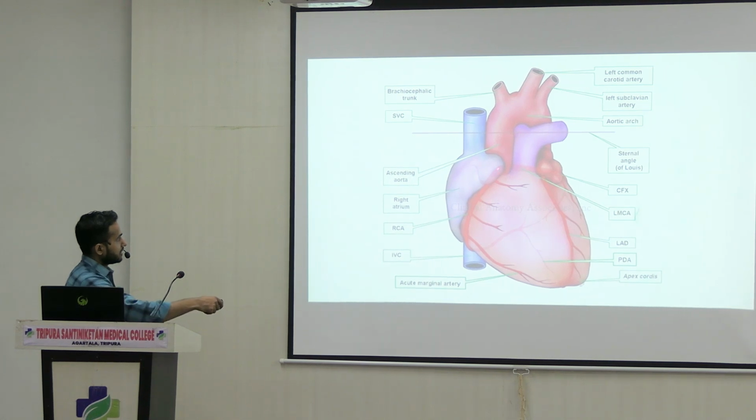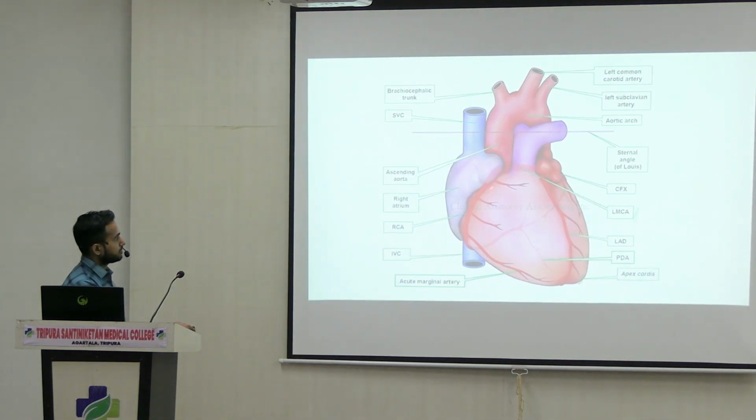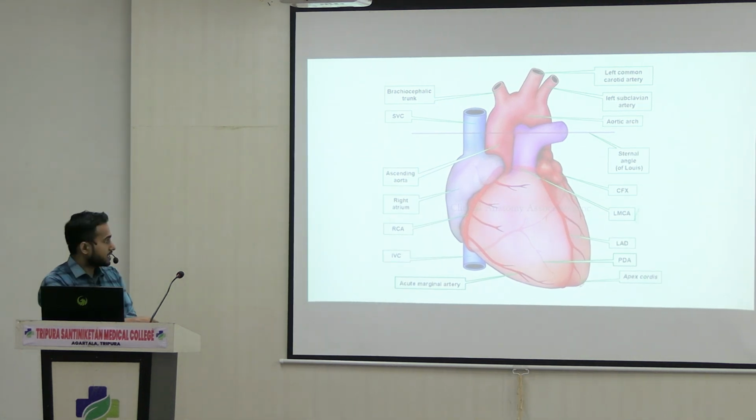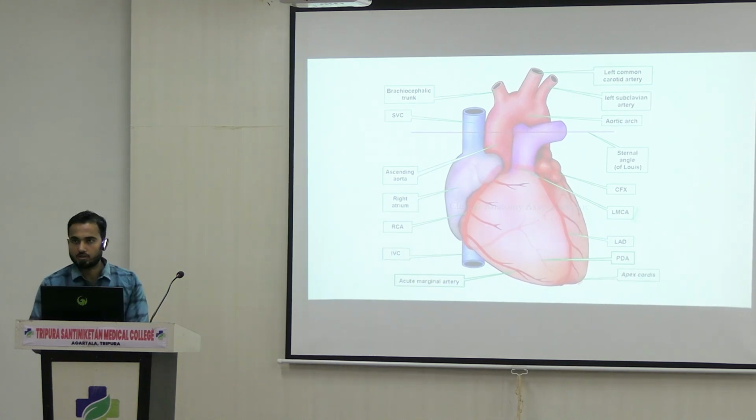So see, after arising, when it emerges on the surface of the heart, you can see it is between the pulmonary trunk and the right auricle. This is the pulmonary trunk and this is the right auricle. In between these, you can see it is descending downwards, also laterally, along the right border of the heart. Then you can see it is reaching the inferior border.